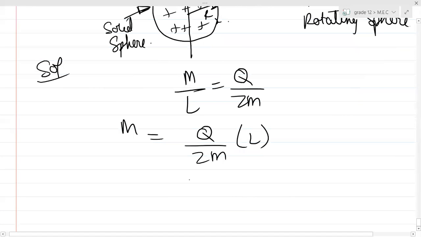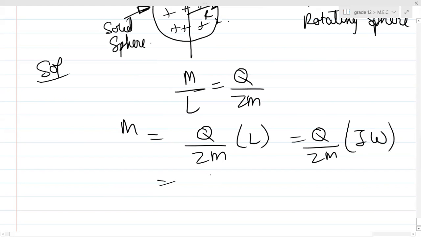And what is the angular momentum of a sphere? Tell me, what is the moment of inertia of a solid sphere? Who will speak now? Ishita, what is the moment of inertia of a solid sphere? Speak, even if you say something wrong, I won't eat anyone. I am not that dangerous. Was it 3 by 5 mr square? 4 by 5? No, 2 by 5. 2 by 5 mr square.